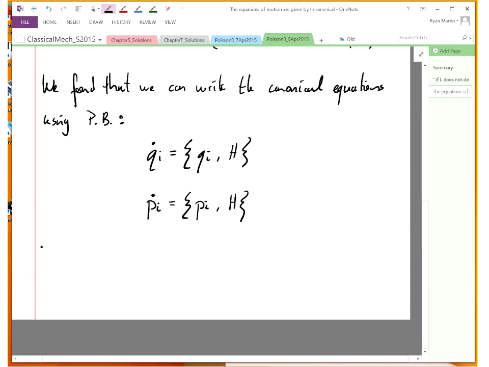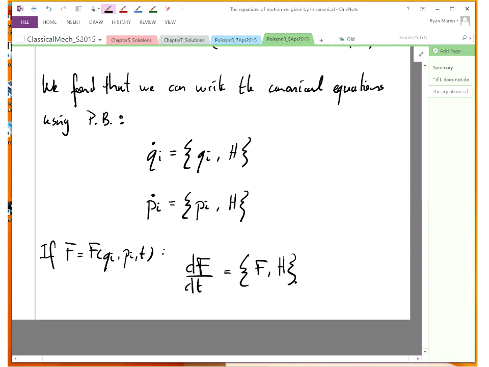More generally, if we have a function f that's a function of the canonical variables, qi, pi, and t, we found that the total time derivative of f was given by the Poisson bracket of f and the Hamiltonian. And if f depended explicitly on time, we have to add this ∂f/∂t to it.